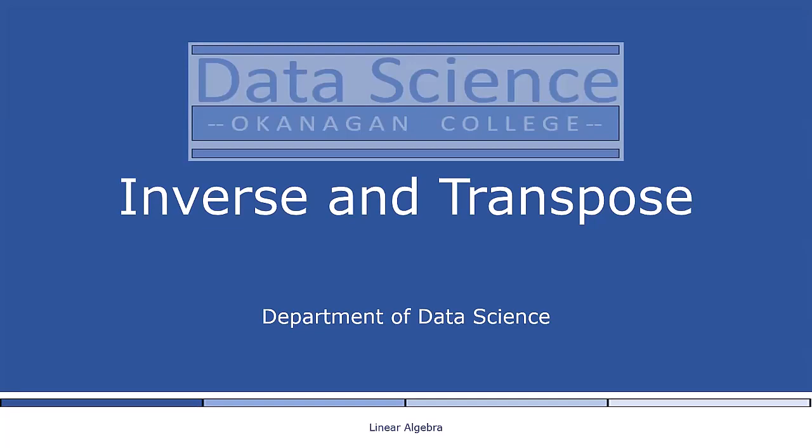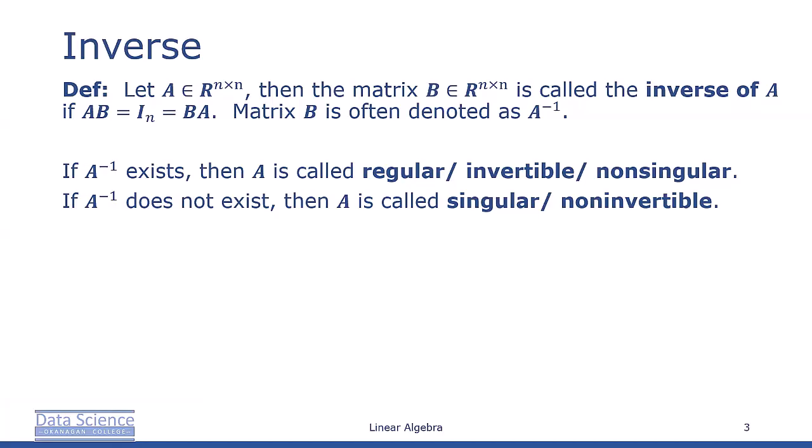help us solve a system of equations. Suppose A is a square n by n matrix, and B is also a square n by n matrix. We call B the inverse of A if A times B is equal to the identity matrix, and BA is also equal to the identity matrix.